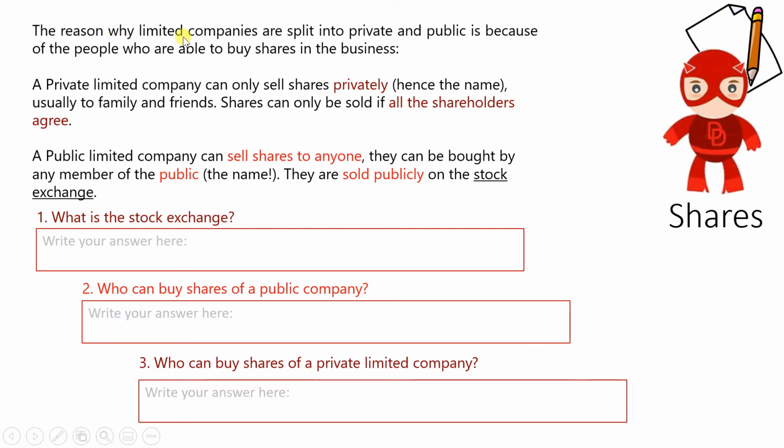Shares. The reason why limited companies are split into private and public is because of the people who are able to buy shares in the business. A private limited company can only sell shares privately, hence the name, usually to family and friends. Shares can only be sold if all the shareholders agree. A public limited company can sell shares to anyone. They can be bought by any member of the public, hence the name. They are sold publicly on the stock exchange.